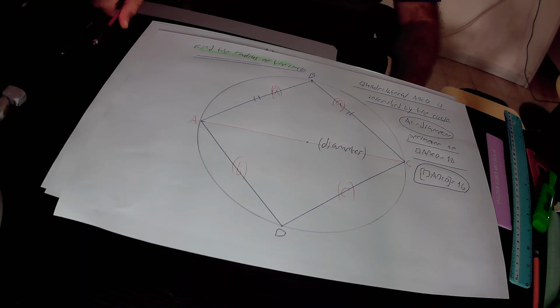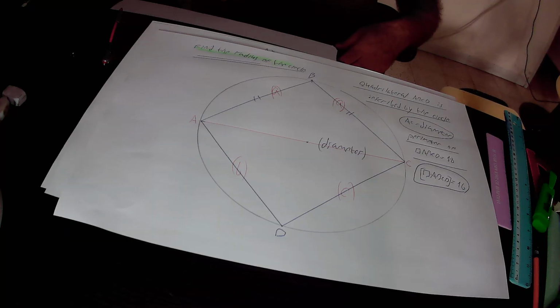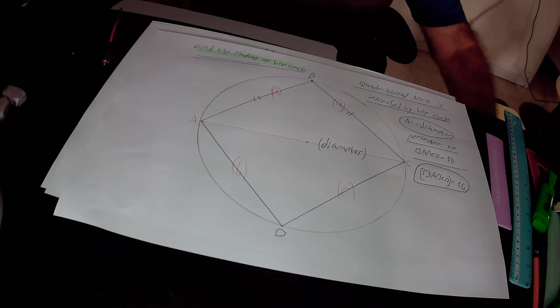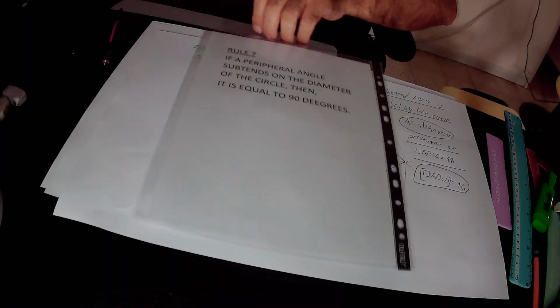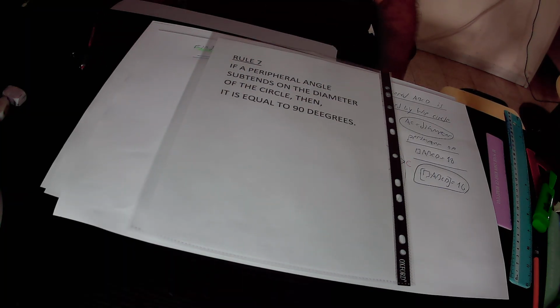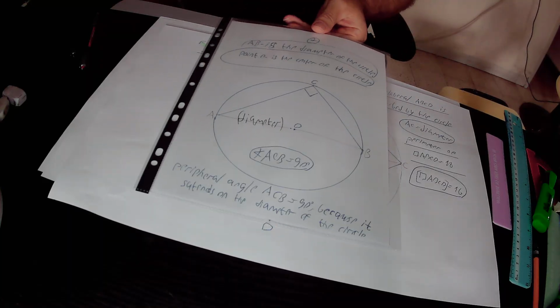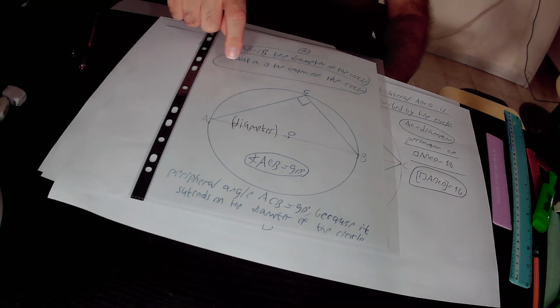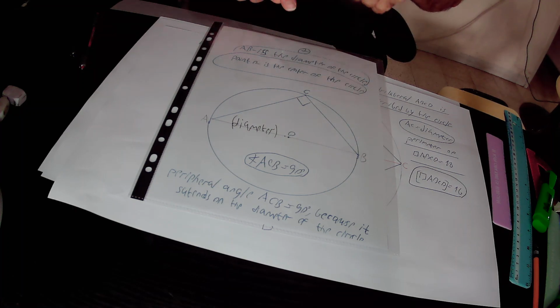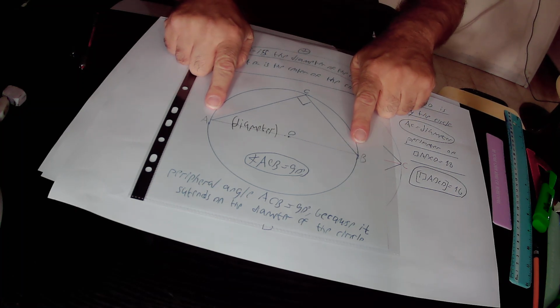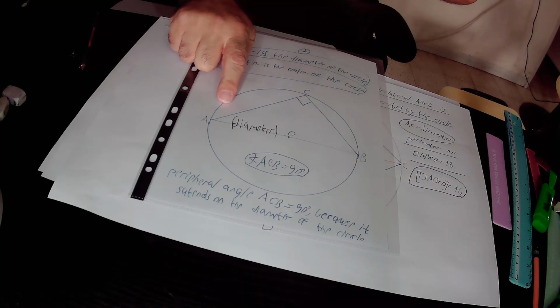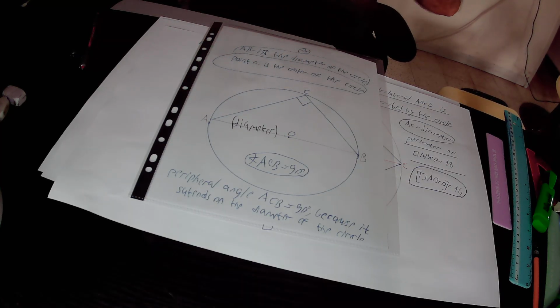So here we can implement rule 7 in our drawing. I repeat quickly on rule 7. According to rule 7, if a peripheral angle subtends the diameter of the circle, then it is equal to 90 degrees. In the drawing, we have a circle. This is peripheral angle ACB that subtends chord AB, that is the diameter of this circle, and therefore peripheral angle ACB is equal to 90 degrees. So, according to rule 7, any peripheral angle that subtends the diameter of the circle must be equal to 90 degrees.